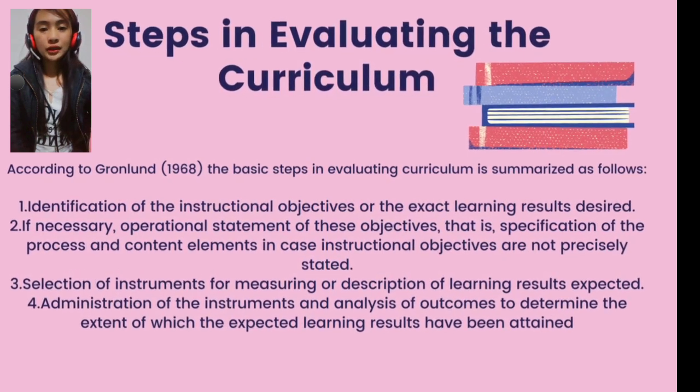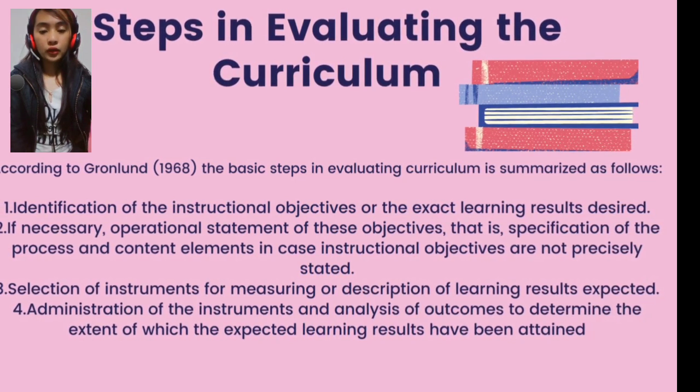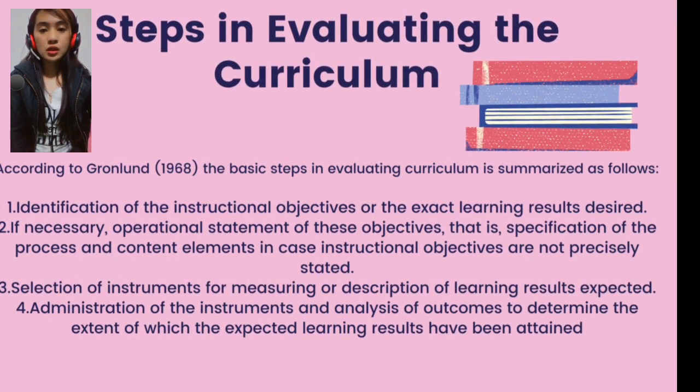According to Grunlund in 1968, there are four basic steps in evaluating the curriculum. First is identification of the instructional objectives, or the exact learning results desired. Clear instructional objectives will help in the progress of evaluation. That's why it is important to identify the instructional objectives, for they indicate the desirable knowledge, skills, or attitudes to be gained. Second, if necessary, operational statement of these objectives, that is, specification of the process and content elements in case instructional objectives are not precisely stated.